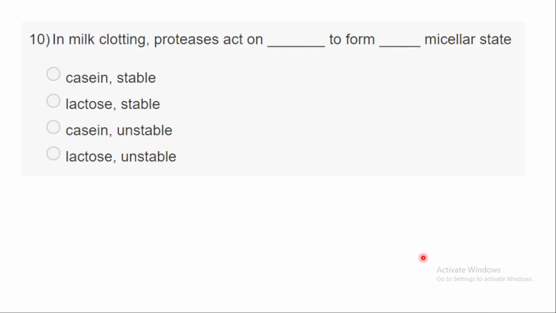Let's wait for a minute. Read the question carefully in case you want to change your options. Let's wait for a minute and collect some answers. Which of these do you think is happening in milk clotting?